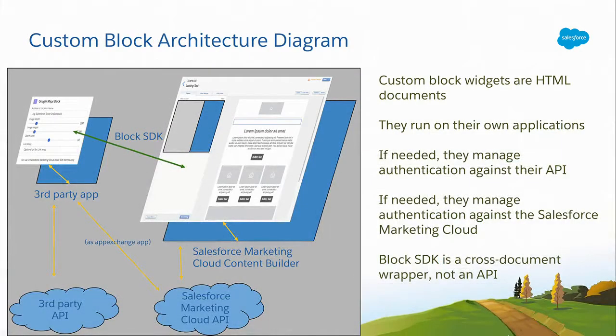So let's take a quick look at a simple architecture diagram of how custom blocks work. Essentially, custom blocks are web pages or applications that are outside of the Marketing Cloud. So it could be a simple app that's running on Heroku or AWS or somewhere in Google Cloud or somewhere in your own stack. Basically, it's just an application that is somewhere outside of the Marketing Cloud, and the SDK allows that application to be exposed inside the email editor. Then it provides a handful of methods that allow that external application to get and set content within an email or a landing page. It's pretty simple.